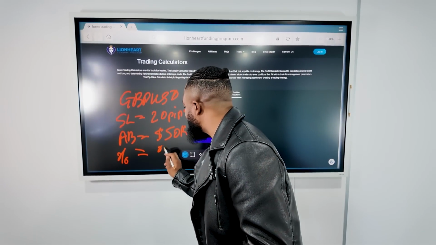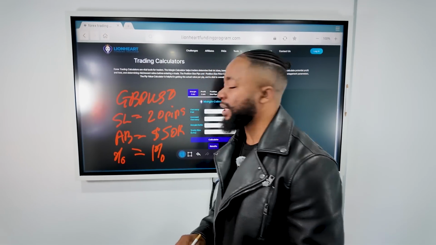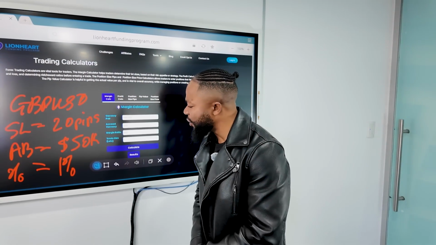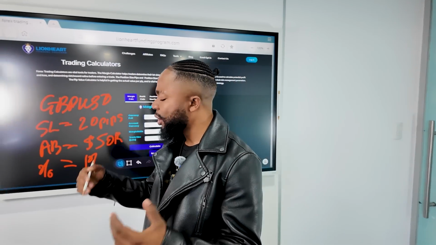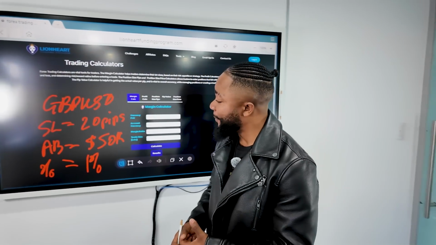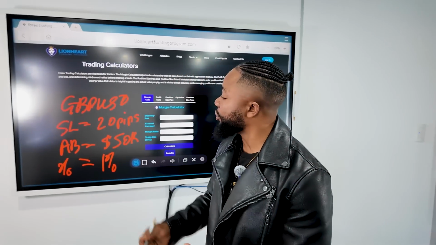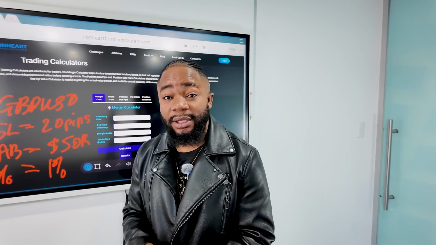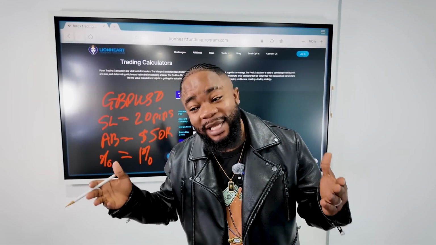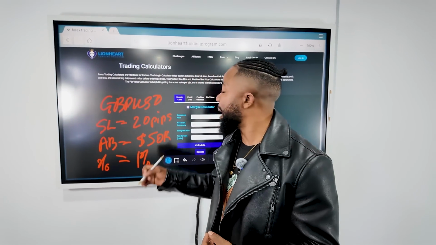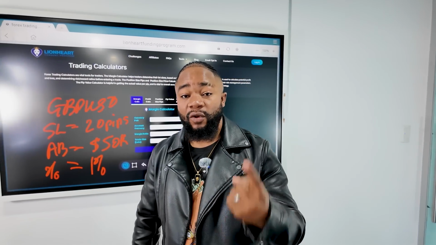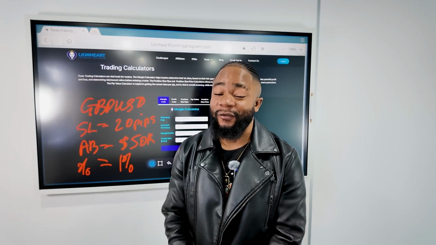So percentage risk per trade is 1%. So you have all these details: you know your account balance, you know you're not going to risk more than 1% of your account. You already know your stop loss and the currency pair you're trading. So what lot size can you use so that if the market doesn't go in your favor, you can only lose 1% of your account?